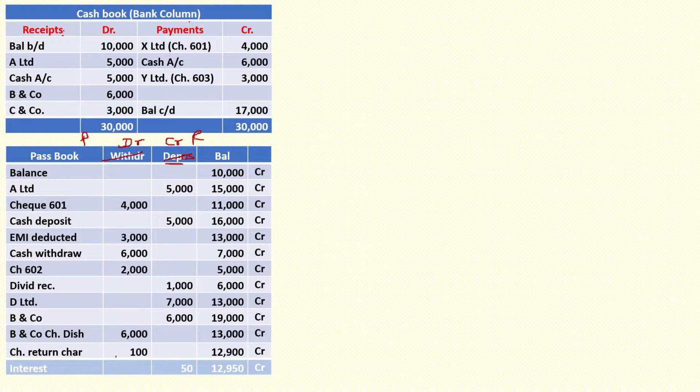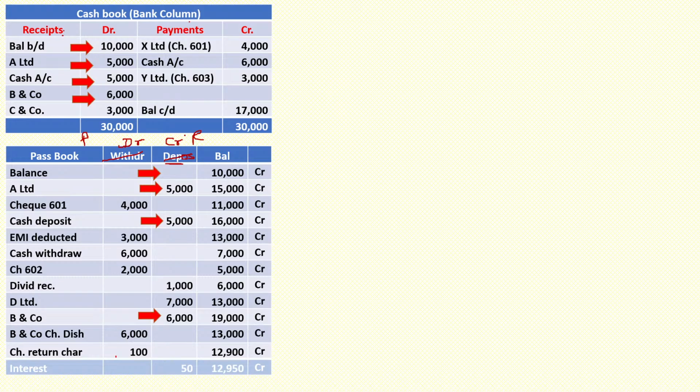What's the first step I told you? Check the opening balances. We check that the opening balance is perfect and there is no mismatch. Now one by one I am going to check and put the tick mark. A Limited 5,000 is there on the receipt side, and here also 5,000 is matching. B and Co 6,000 and B and Co 6,000, matching. I just want to find out that the receipt side of the cash book, which is the debit of the cash book, should be on the credit side of the passbook. Matching.